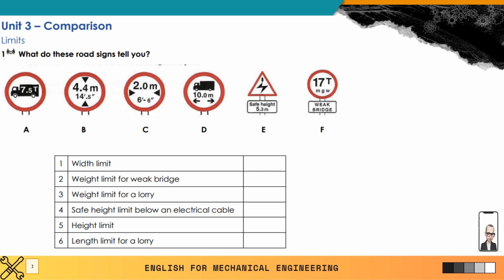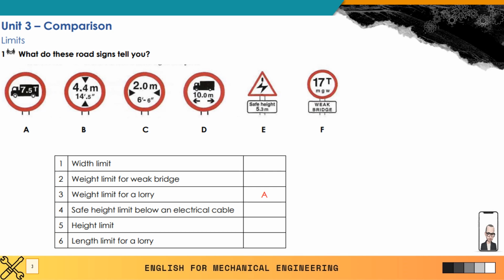So you've got width limit, weight limit for weak bridge, weight limit for a lorry, safe height limit below an electrical cable, height limit and length limit for a lorry. And we will have to match them. If you look at road sign letter A, you will see 7.5 tons. And this will be, of course, the weight limit for a lorry or truck.